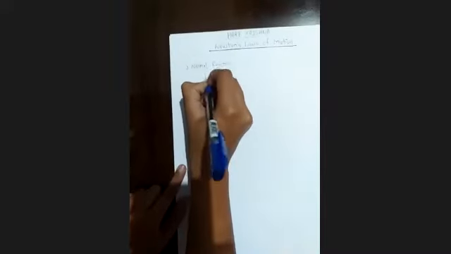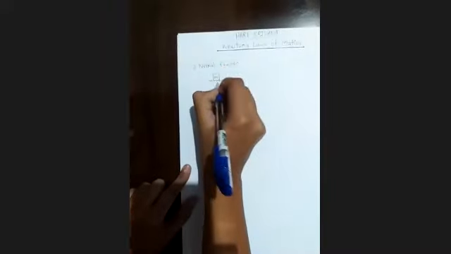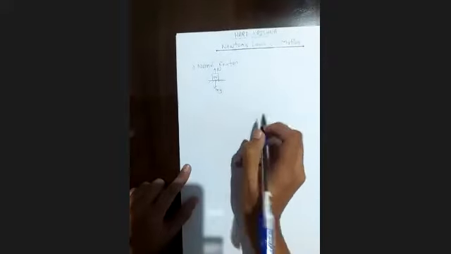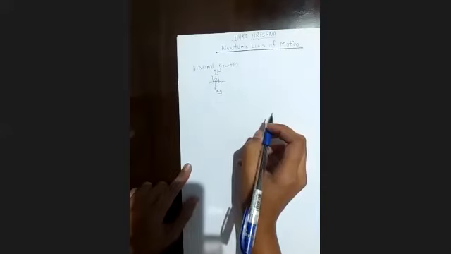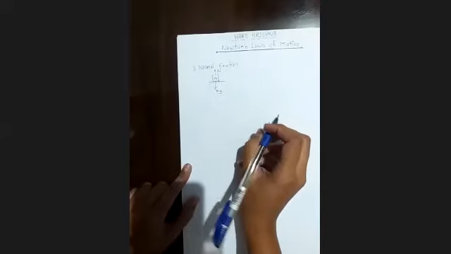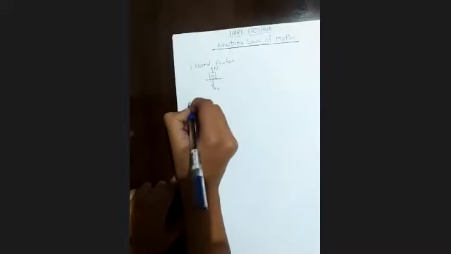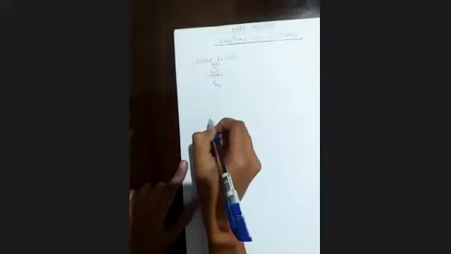Suppose this is a block of mass m. It's put on the ground. So here mg goes downwards and N goes upwards. The most important thing to know about normal reaction is that normal reaction is always perpendicular to the contact surface.